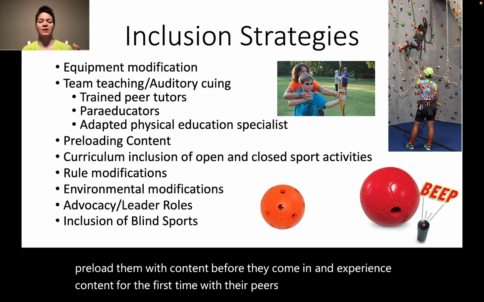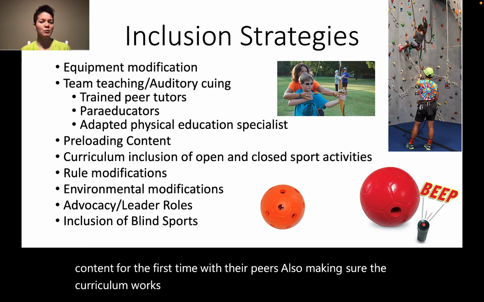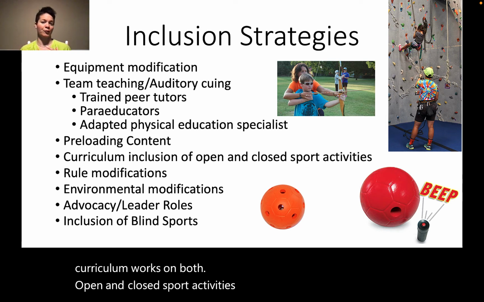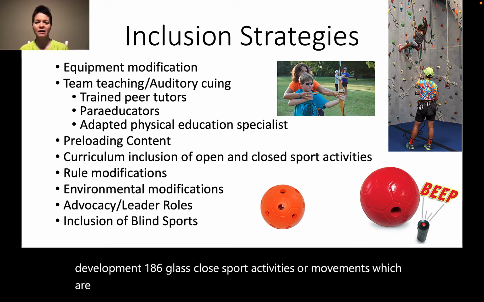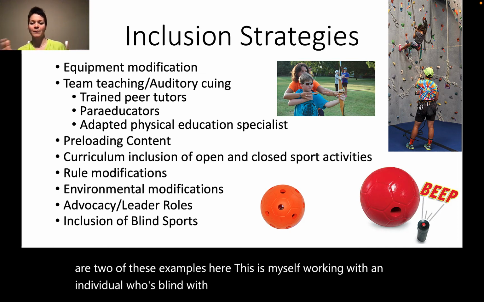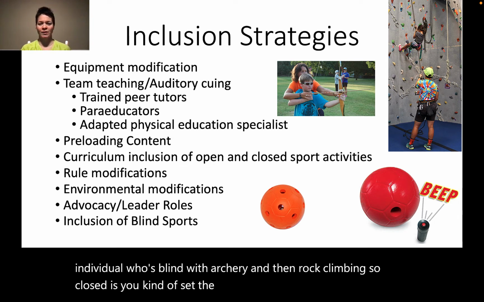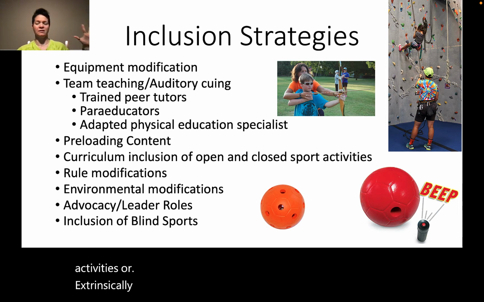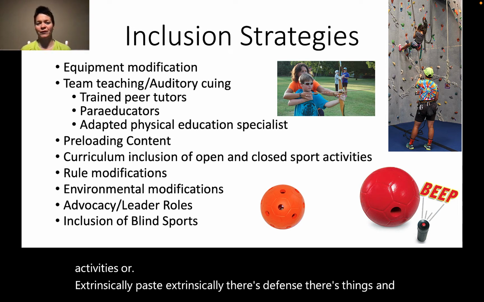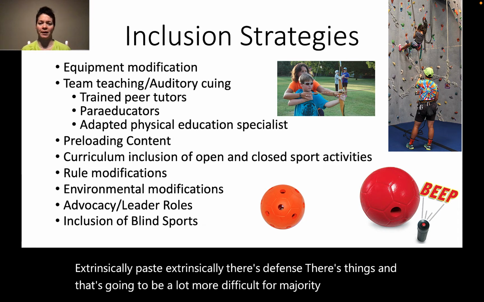Also, make sure the curriculum works on both open and closed sport activities. Remember from your motor development 186 class, closed sport activities or movements, two of these examples here: this is myself working with an individual who's blind with archery and then rock climbing. Closed is you set the pace, you determine your level. Open activities are extrinsically paced. Extrinsically, there's defense, and that's going to be a lot more difficult for a majority of students who are blind or visually impaired.